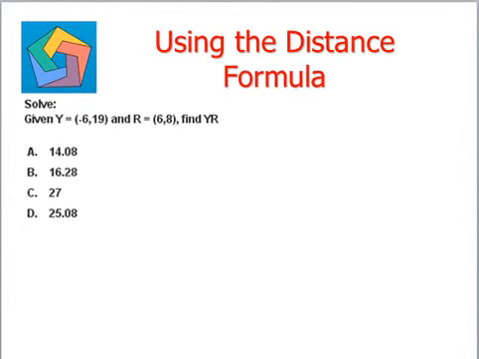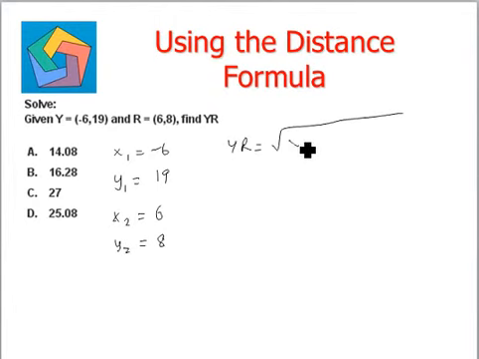Let's do another question. Solve. Given y equals negative 6 comma 19, that is our x1 is negative 6 while our y1 is 19, and r equals 6 comma 8, so x2 is 6 and y2 is 8. Find yr. Yr is the distance between the 2 points. This is given by the formula x2 minus x1 whole squared plus y2 minus y1 whole squared.